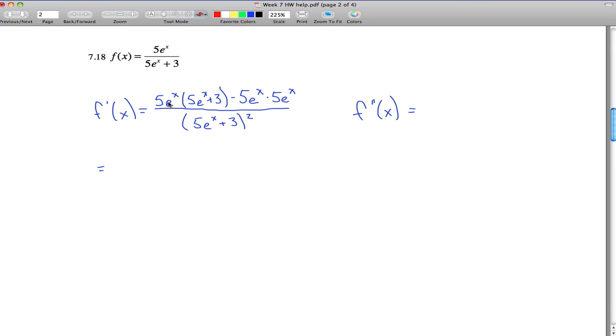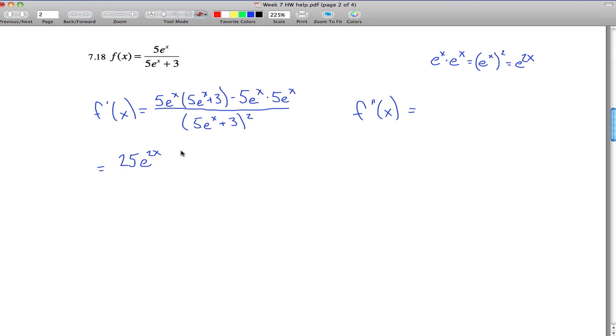So let's distribute this 5e to the x through. You multiply the 5 and the 5 and you get 25. And then you got e to the x times e to the x. Maybe I do this over here. E to the x times e to the x is equal to e to the x squared, which is equal to e to the 2x. So we'll use this notation here just because I think it's easiest. So e to the x times e to the x gives us e to the 2x.